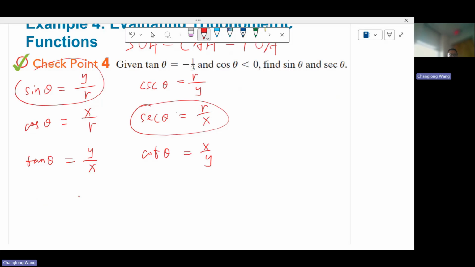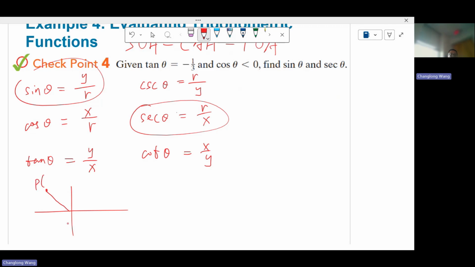Let's not jump the steps. Like Quinn said, let's figure out what quadrant it is. Tangent is negative, cosine is negative, so it's got to be in the second quadrant. Tangent is positive in the first and third quadrants. Cosine is positive in the first and fourth quadrants. So that leaves you no choice but the second quadrant. So here's the point P.